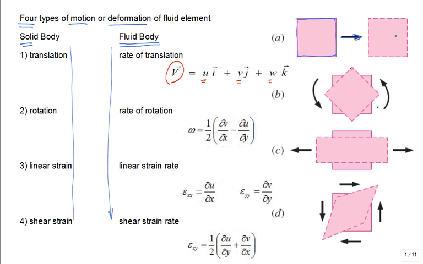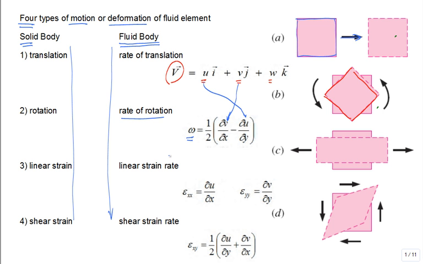Then the other is, think about that object rotating. So not just translating in the x or y or z, but rotating. And here we just show it rotating in the xy plane as shown in the counterclockwise direction. And so you could think about the rate of rotation. Well, how would you describe the rate of rotation mathematically? Well, it's the rate of change of the v component of the velocity with respect to x minus the rate of change of the u component of the velocity with respect to y. Take 1/2 of that. That's the rate of rotation.